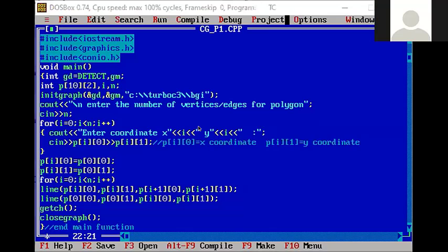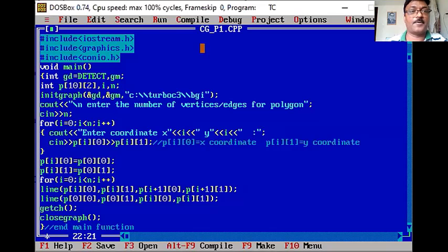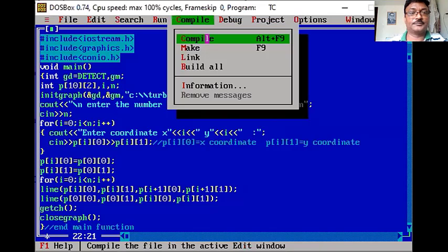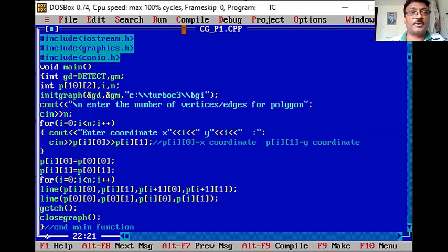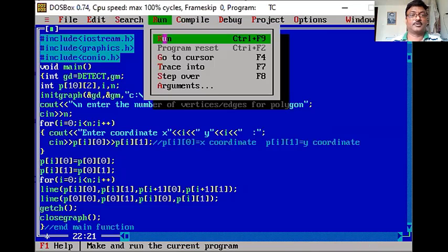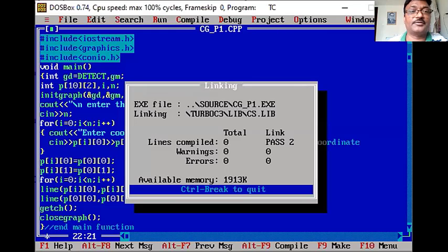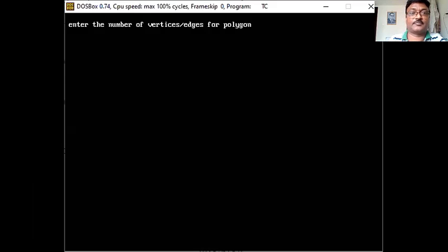Yes, sir. Now compile this program. So go to compile. Okay, so that shows 0 warnings, 0 errors. Then execute this program by using run. See, enter the number of vertices or edges for the polygon. Suppose I am entering the number of edges as 4, so that I am going to draw a square.